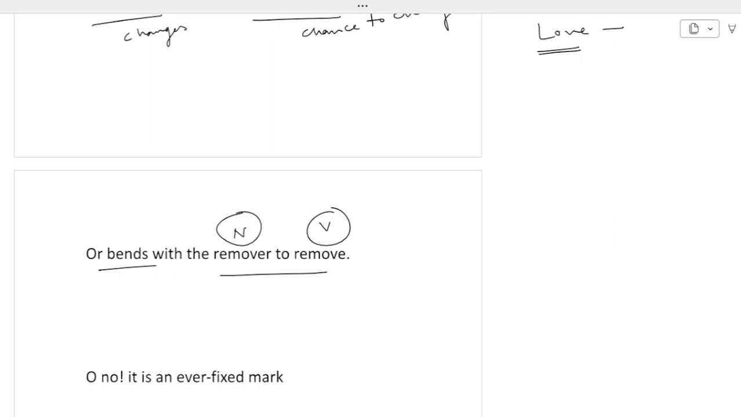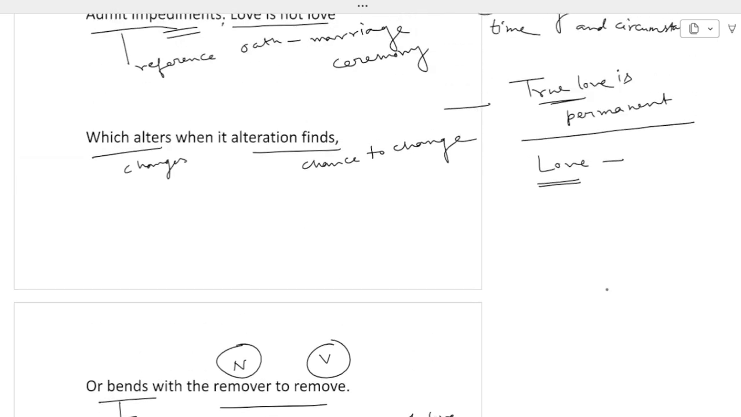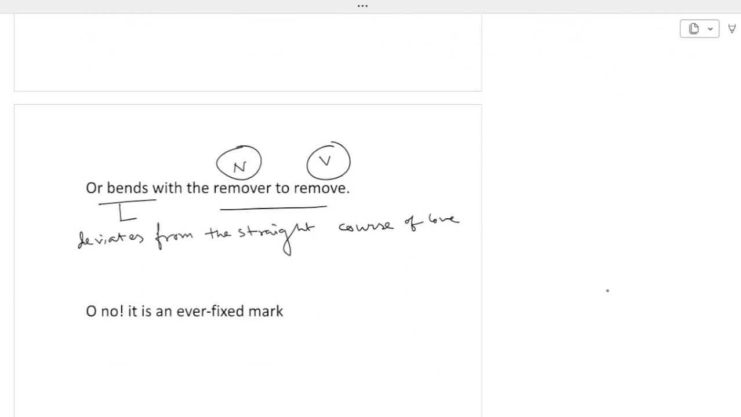So bends means here deviates from the straight course of love. So this refers to the estrangement of the lovers due to some reasons or anything else. So true love is not something that changes when they get the chance to change. Again, true love is not that which deviates from the straight course of love.